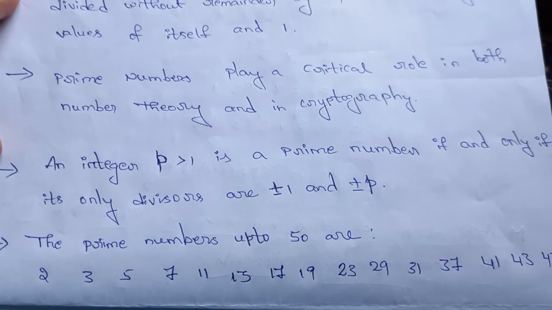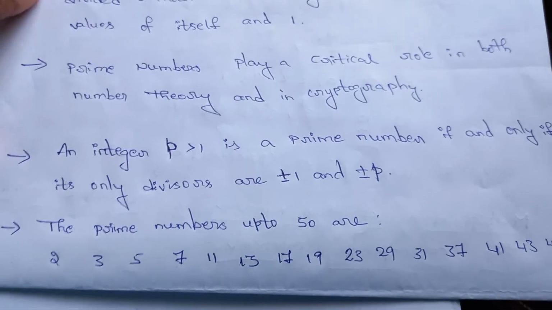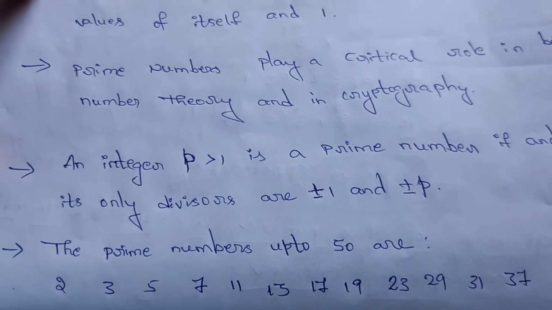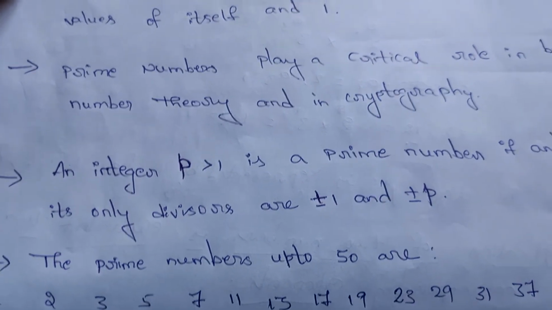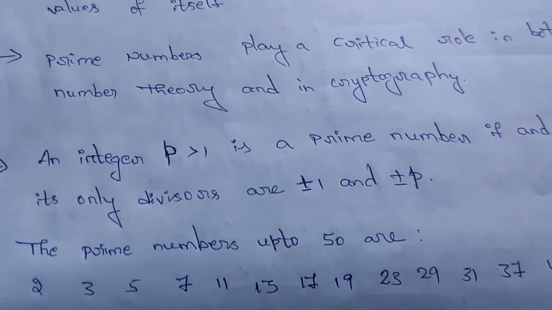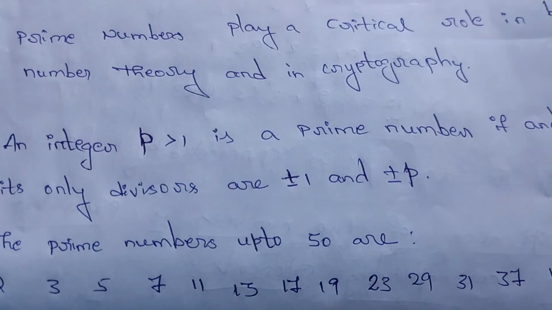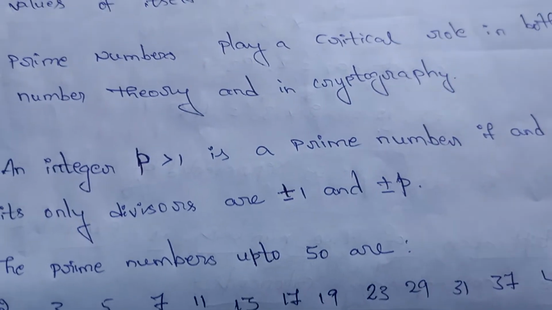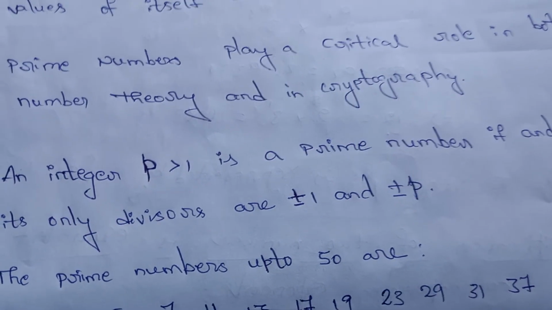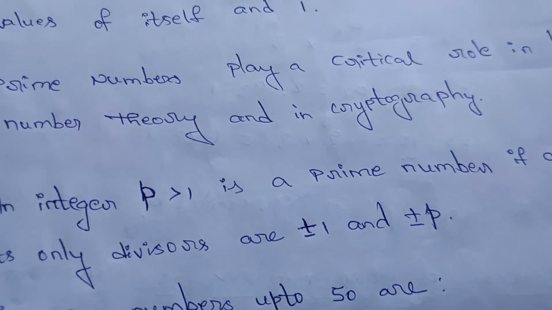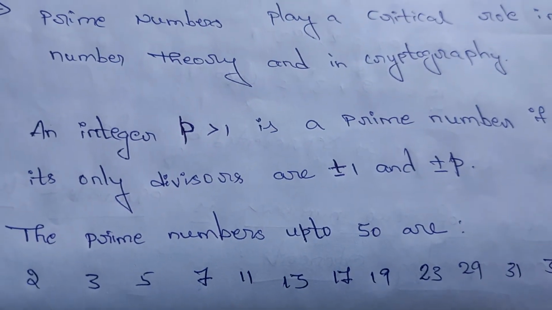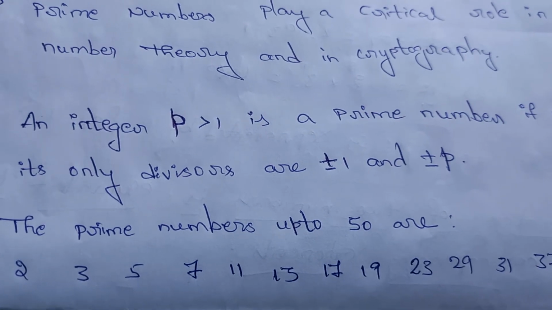Okay, if you divide by another number, if you take any divisors, that should not give a remainder of 0. That means you are dividing 17 by 2. 17 divided by 2 gives 1 as a remainder. So it is giving a remainder.